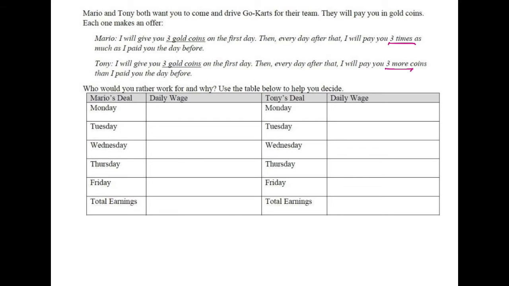Since we've done add already, let's do the add portion, the 3 more every day. So 3 coins on the first day, and then 3 more means we're just going to add 3 to that, and we would get 6 on the second day. Then we add 3 to the new number, which gives you 9 on the next day. Then add 3, and we get 12. And then add 3, and we get 15. I'll do the total earnings here in just a minute.